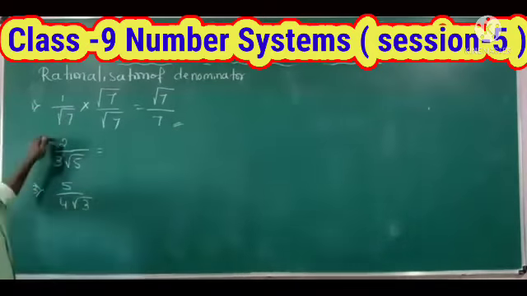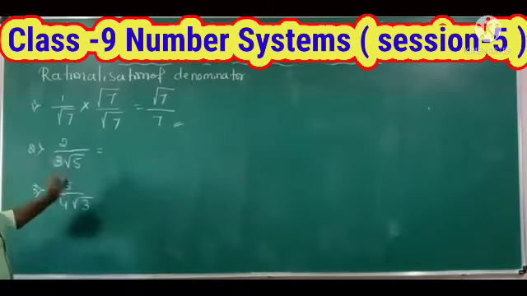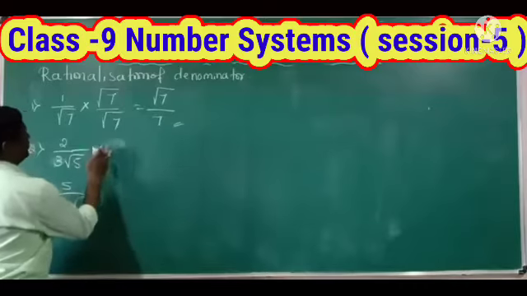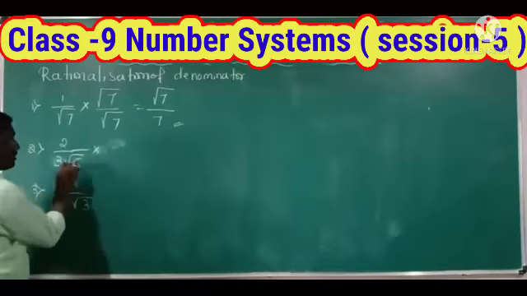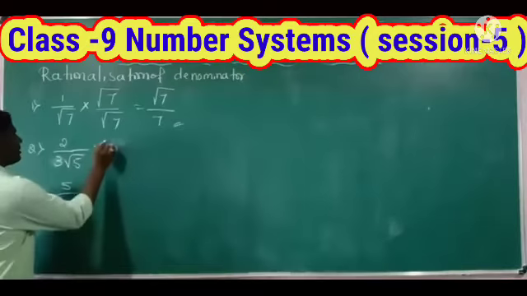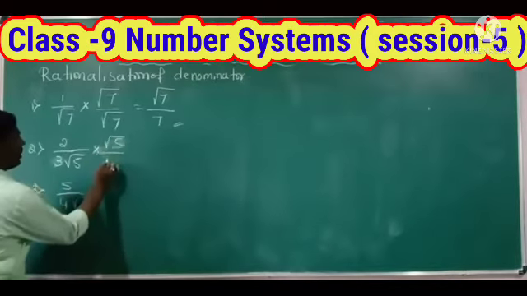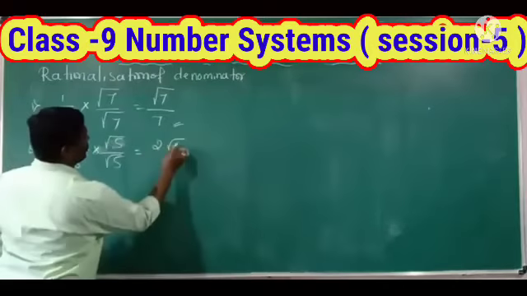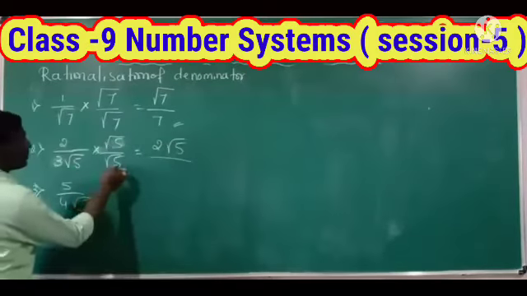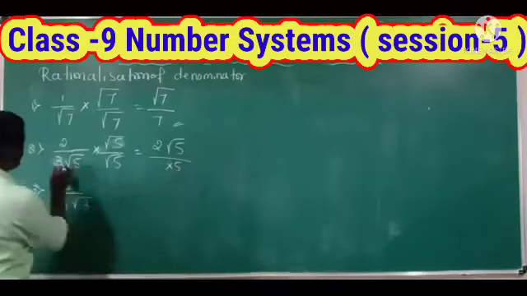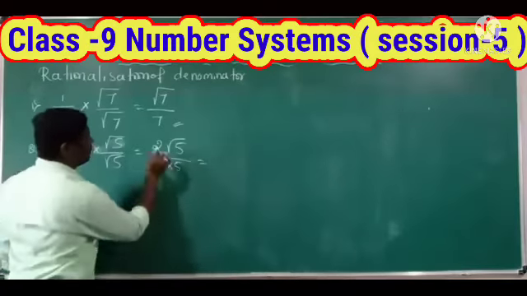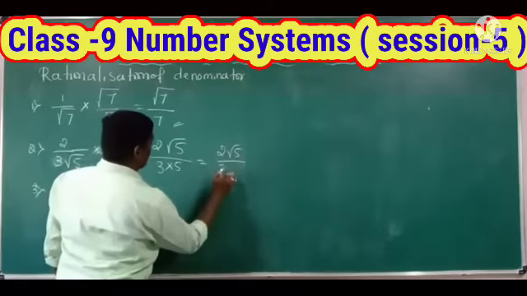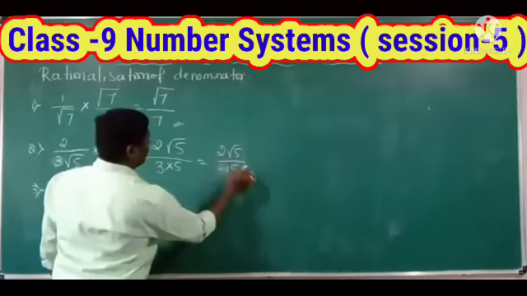Second one, 2 by 3 into root 5. What do we need to multiply here? The least rationalizing factor is root 5 divided by root 5. 2 into root 5, 2 root 5, root 5 into root 5, 5, and write this 3 as it is. 2 root 5 divided by 3 5s are 15.